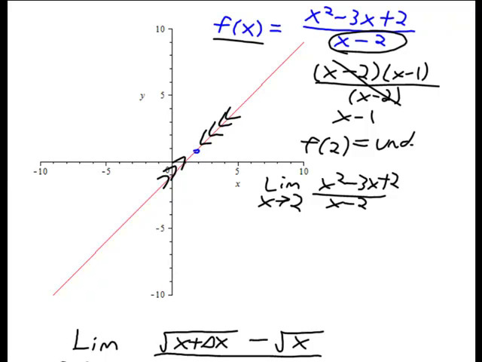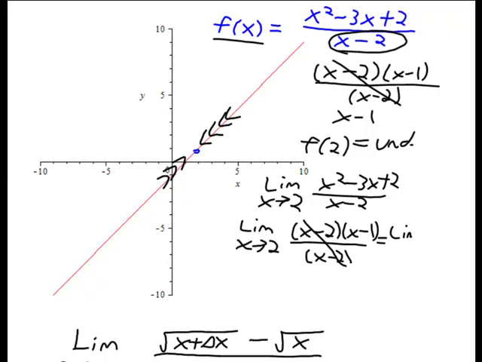Well, I can't just plug 2 in because it's undefined there, but I can do some algebra to simplify it and then plug it in. Because if I factor my numerator, we found it simplifies. So it'll be the limit as x approaches 2 of (x minus 2) times (x minus 1) over (x minus 2). We cancel the factors. It will be the limit as x approaches 2 of x minus 1. And we found if we plug 2 into that, we get 2 minus 1, 1. So that's the limit.